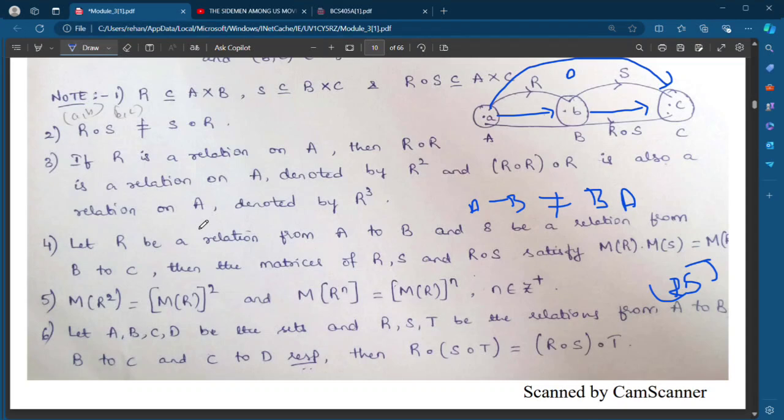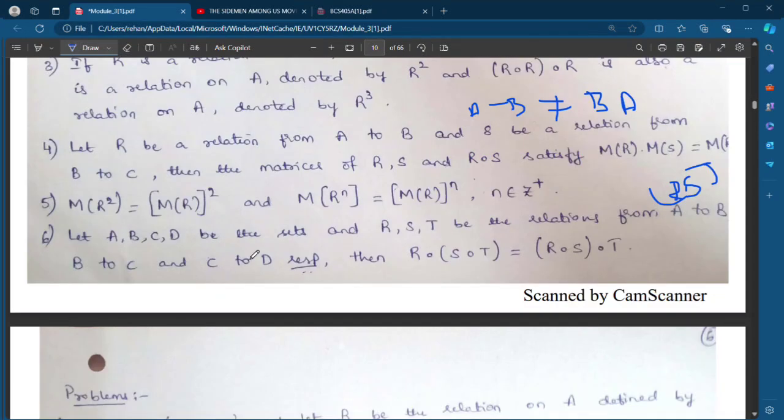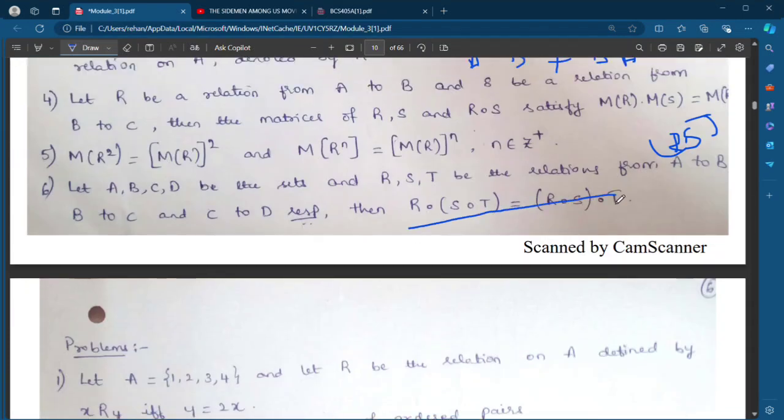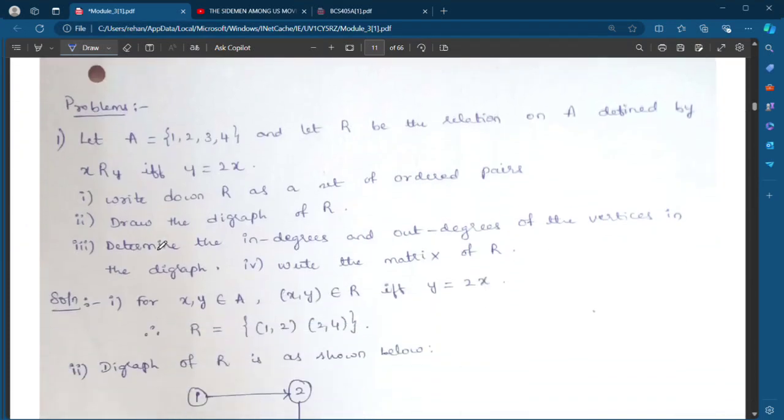From this condition we are deriving a result. Let A, B, C, D be sets, and R, S, T be relations from A to B, B to C, and C to D respectively. Then R composition S, whole composition T, is equal to R composition S whole composition T. Remember this, it will be helpful for us.